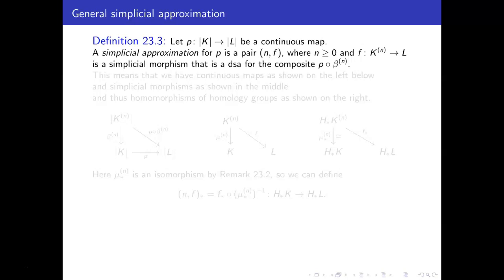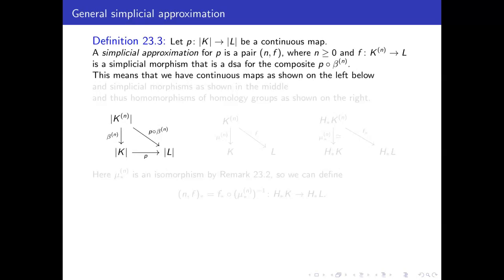So by a simplicial approximation for P, we mean a pair n, f, where n is a non-negative integer, and f is not a simplicial morphism from K to L anymore, but a simplicial morphism from the nth iterated subdivision K^(n) to L. And the condition is that it's supposed to be a direct simplicial approximation for the composite P composed with beta n.